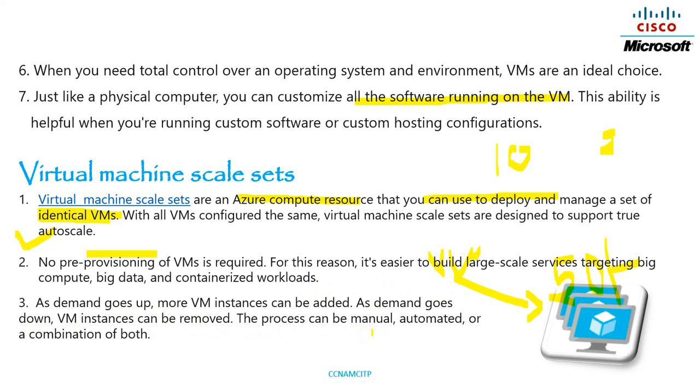The process can be manual or automated or a combination of both. So as per the requirement, you can increase VMs immediately, and if the requirement goes down, you can decrease, you can delete, you can remove instances. This is all about virtual machine scale sets.